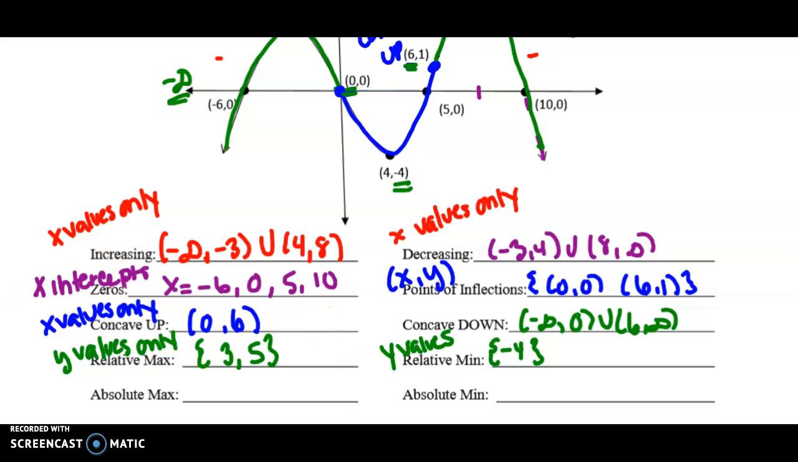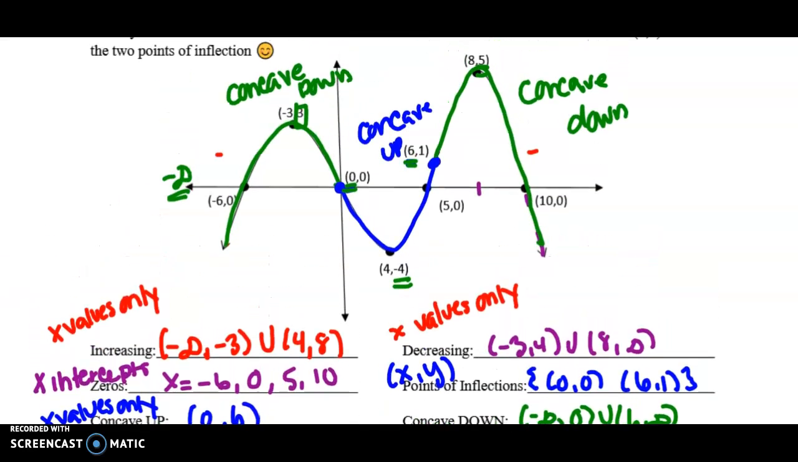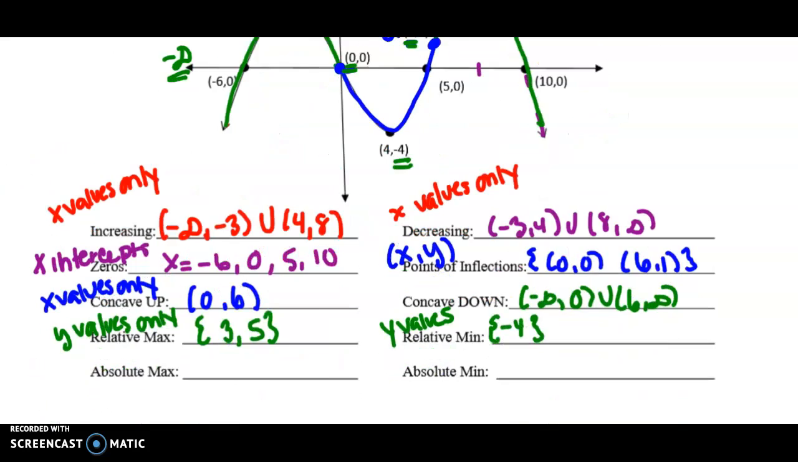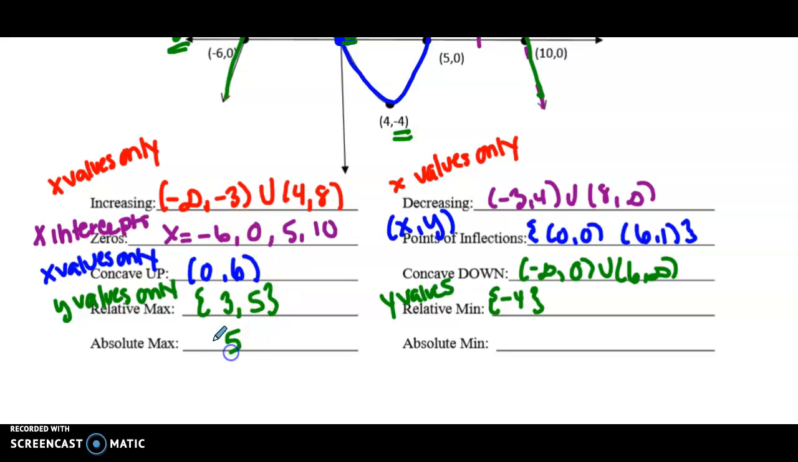All right, now the absolute max and the absolute min. The absolute max is the highest the graph will ever go. If we look right here, this graph is never going to go higher than this point. And what is that y value? That y value is 5. It's never ever going to go higher than 5. Let's make sure we put braces around that.